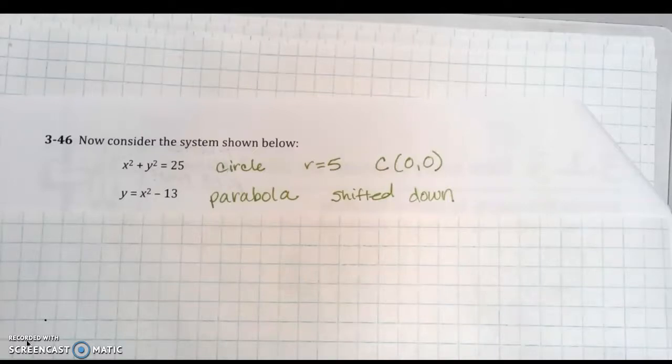And then the second equation is y equals x squared minus 13. Once you see the x squared, you know it's going to be a parabola. And then since it has the minus 13, it's going to be shifted down 13. Okay? So in your head, think of your coordinate plane, picture a circle, and picture a parabola somewhere on that graph. How many different ways can the circle and the parabola appear on the graph with different amounts of intersections or no intersections, right?